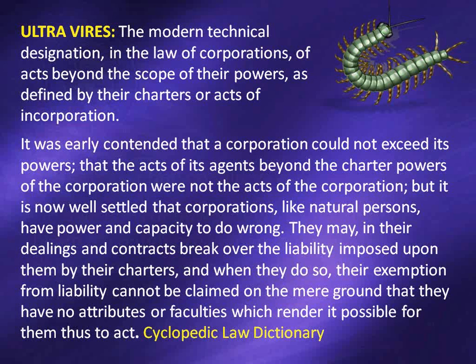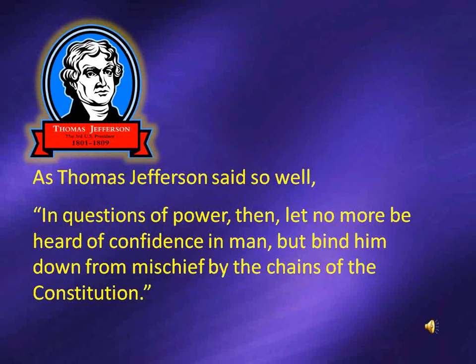As Thomas Jefferson said so well, in questions of power, then, let no more be heard of confidence in man, but bind him down from mischief by the chains of the Constitution. That puts the ball squarely in the court of the incorporeal person, not the sovereign. The genius of the system is that it totally immunizes the sovereign, the we the people, from any unlawful act by its sworn public servants and legal licensees, on or off the bench, state or federal.